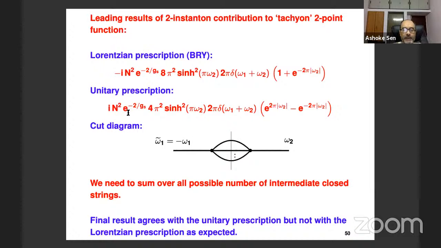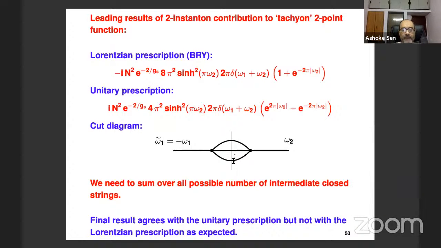But the question is, which one agrees with the cut diagram? Which one, if any, agrees with the cut diagram? So in this case, the relevant cut diagram is this one. Here, in fact, you have to sum over multiple closed string insertions. It's an infinite sum, but the sum can be performed.